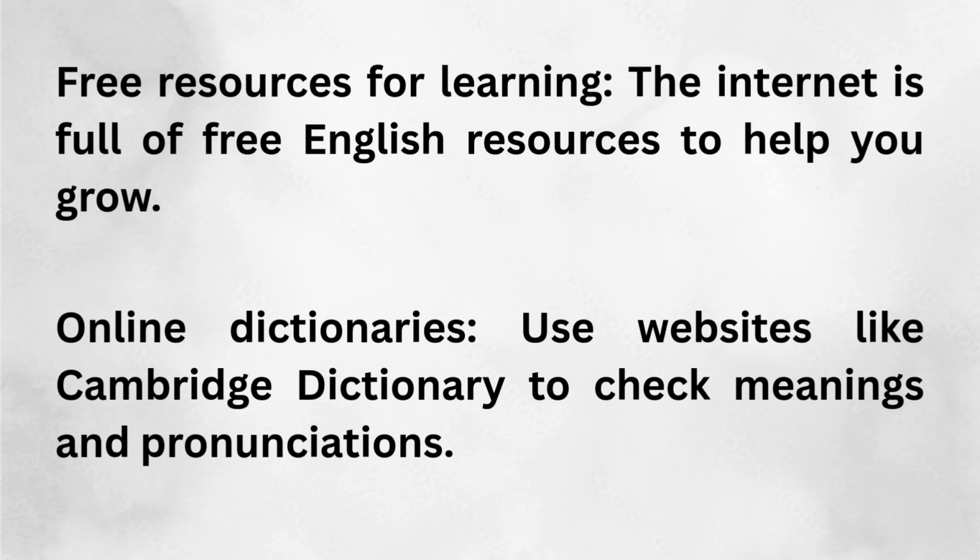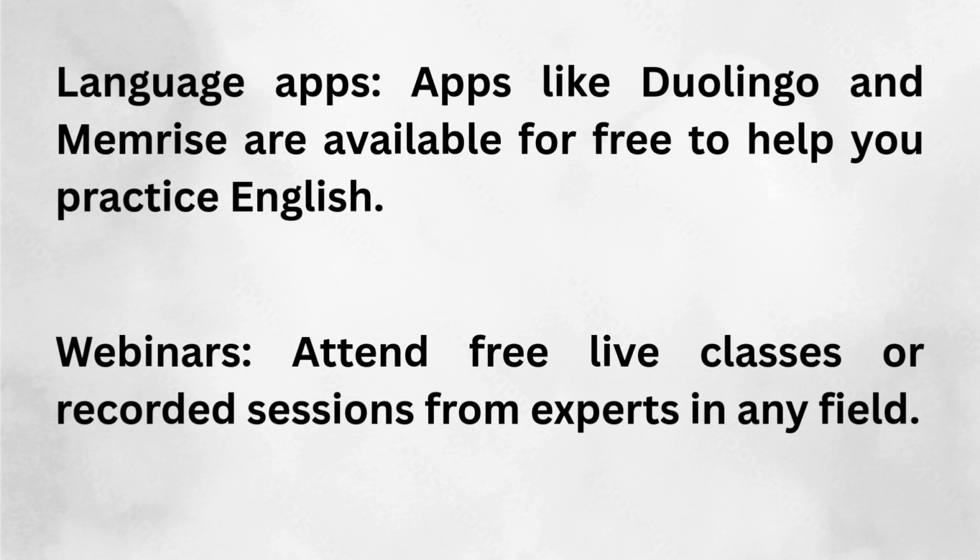Free resources for learning. The internet is full of free English resources to help you grow. Online dictionaries. Use websites like Cambridge Dictionary to check meanings and pronunciations. Language apps. Apps like Duolingo and Memrise are available for free to help you practice English. Webinars. Attend free live classes or recorded sessions from experts in any field.